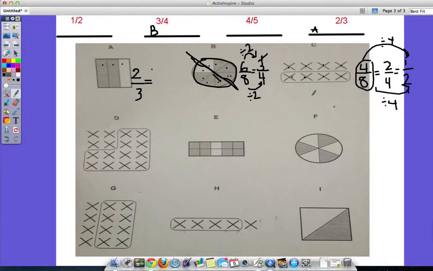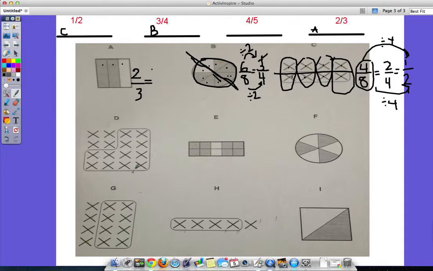Now, this visual also helps you see that 1 half are in boxes, 1 out of every 2. You can see 1 out of 2, 1 out of 2, and so on. And that's how you wind up with 4 out of 8. So you would put a C in this box right here.